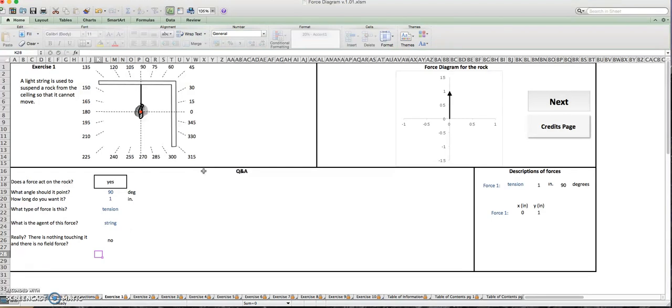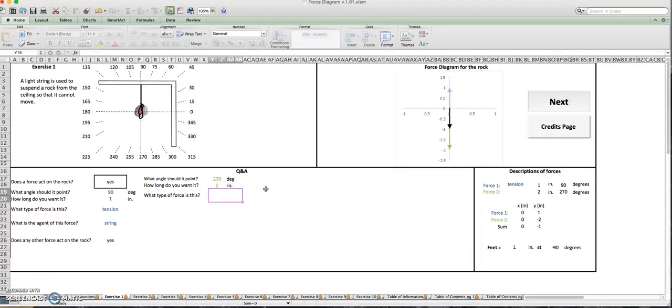And then I'll give them a leading question that maybe there's some other force. In this case, it's a field force. So they'll go back and they'll say yes. They have to type in what direction this field force would be, and they have to say 270. If they put any other angle in, it'll say no, nothing's touching. How long do they want to draw it? Well, let's just say they make it 2 inches long instead of 1 inch. It'll say what type of force is this?